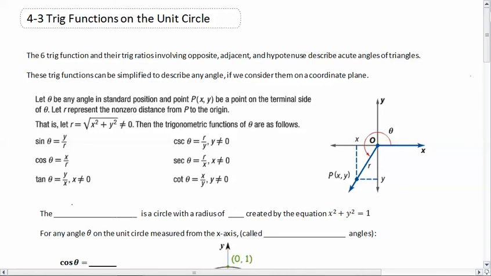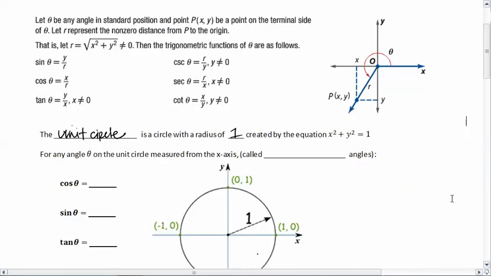So the unit circle is a circle with a radius of 1, created by the equation x squared plus y squared equals 1. And this actually makes it simpler to look at some of these relationships. So when we have sine of theta equals y over r, well, if our radius is just 1, then sine of theta just equals y.